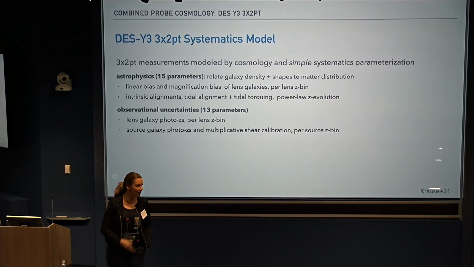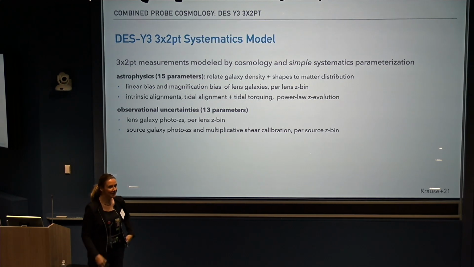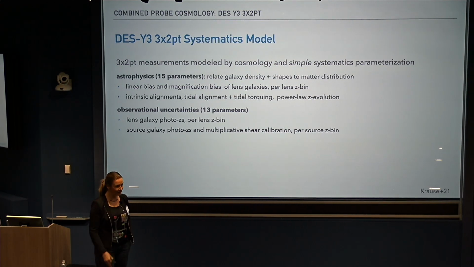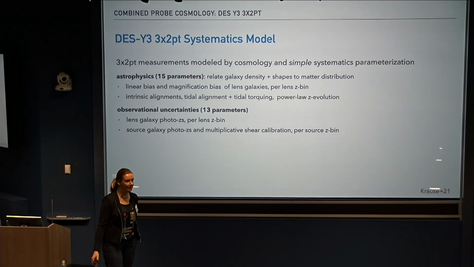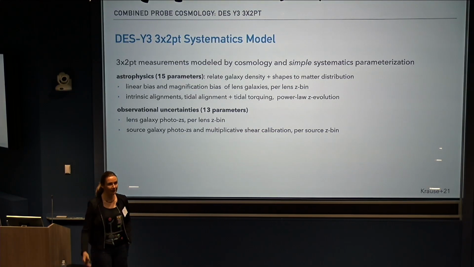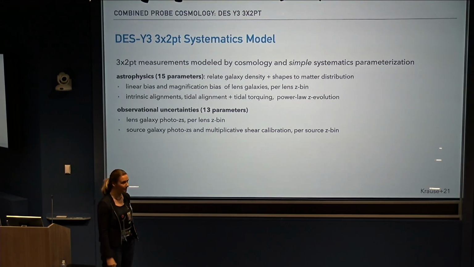So we do 3x2 point here. That is excluding galaxy clusters, which were responsible for a good fraction of the 1,000 systematics parameters that I told you about initially. But compared to the wish list of DES before data, we made it even simpler. In the end, we analyzed 3x2 point data here using just 15 parameters for astrophysics that relate to galaxy density and galaxy shapes to the matter distribution. And you can think of these as pretty much the simplest models there are.